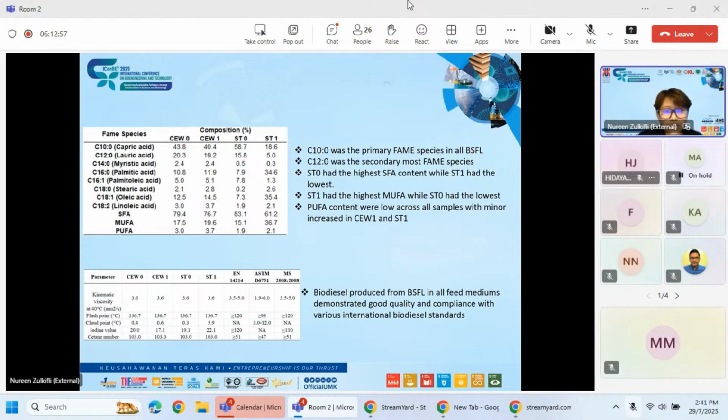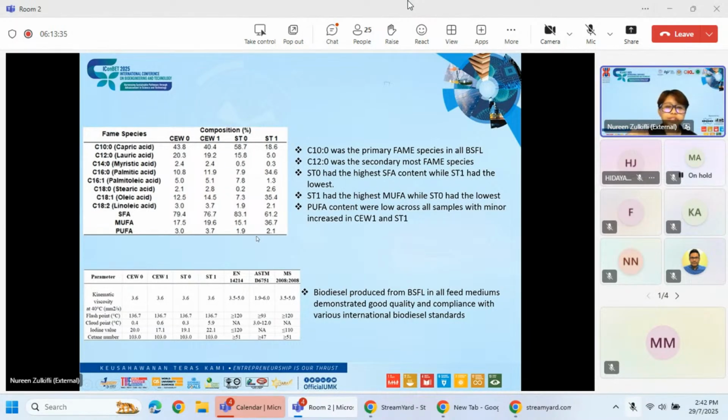The ST0 had the highest SFA content, while ST1 had the lowest. And for MUFA or monounsaturated fatty acid, ST1 has the highest value, while ST0 had the lowest. And lastly is the PUFA, which is polyunsaturated fatty acid. The PUFA content were low across all samples, while there is an increase in CEW1 and also ST1.